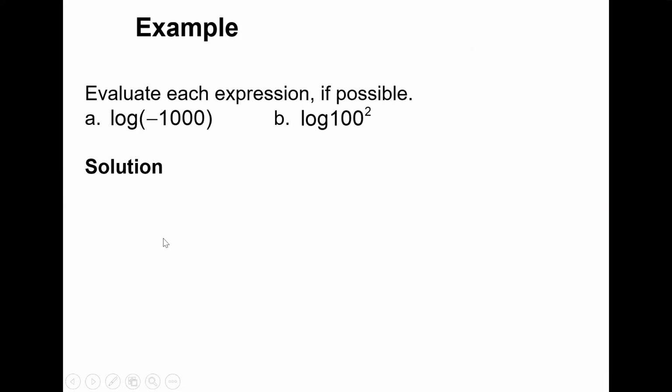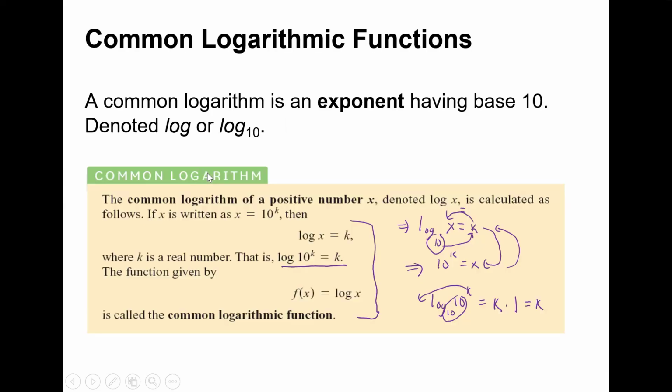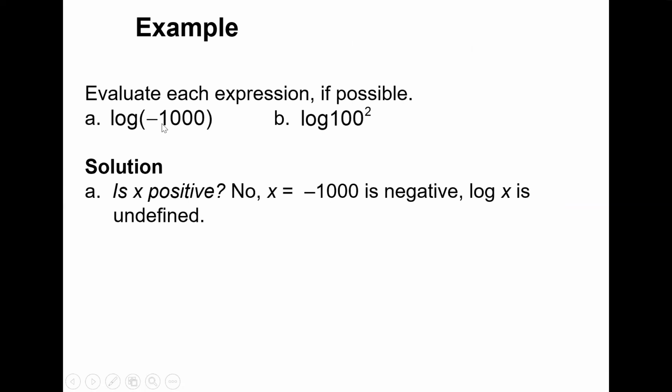All right, so here we're supposed to evaluate each expression if possible: log of negative 1,000 and log of 100 squared. We haven't talked too much about this, but part of the rules was we have to take a positive number here. Because negative 1,000 is not a positive number, the log is undefined. That's the key piece. Over here, we had to say it's a positive number x. Like I said, that's not a positive number.